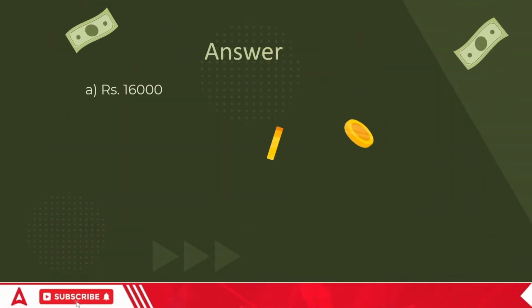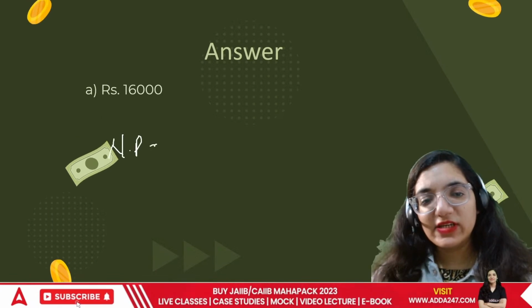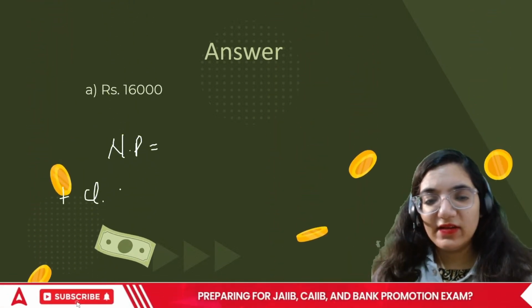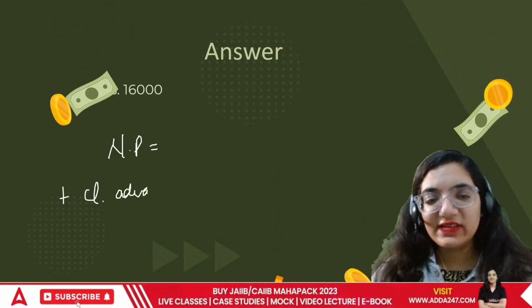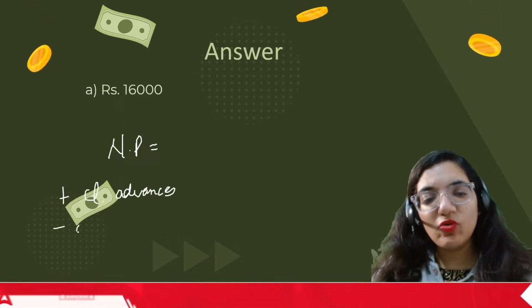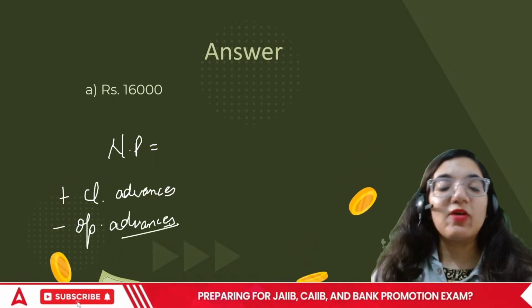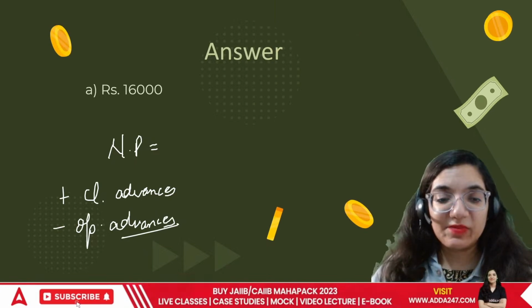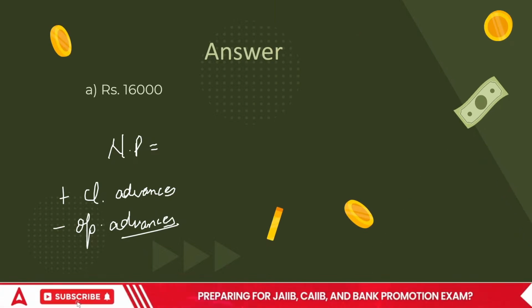So you can see, if I look at the particular question there, we would be doing it like net profit plus closing advances minus opening advances. Because I am just trying to find what is the amount that I've received this year. We're not worried about incomes, we're not worried about expenses, we are worried about the amount that I've received this year.